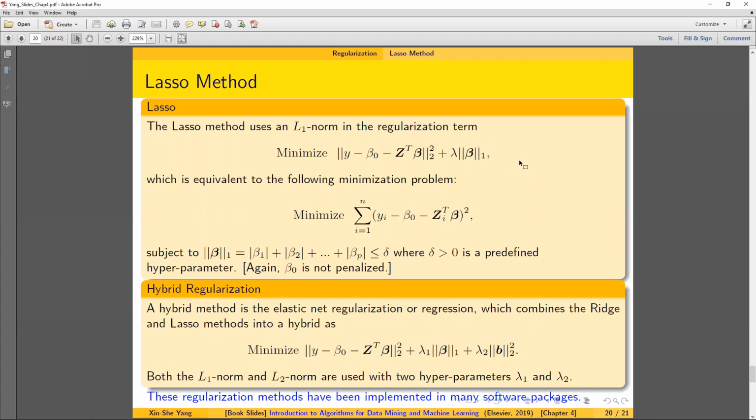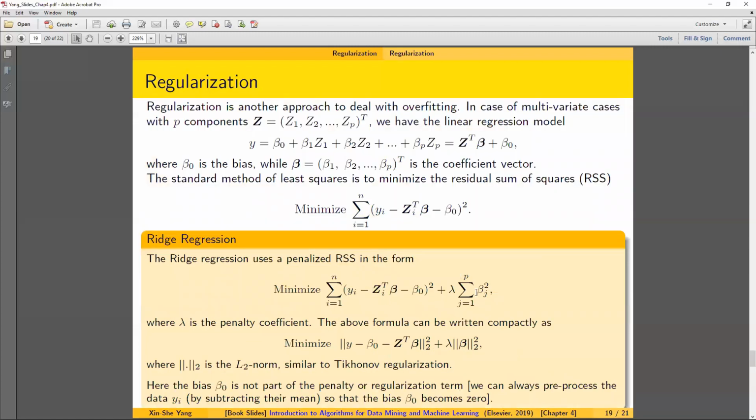It's subject to the absolute values of all the betas adding up to less than or equal to a C parameter. It's a predefined hyperparameter. Again, we discussed that a hyperparameter is something that you can adjust so that you can find the best fitted model. Just to be aware, beta 0 is not penalized. Only beta 1, beta 2, etc. If you go back to the previous slide, you should be aware of that as well. This beta j is only from 1 to p, not beta 0 itself.